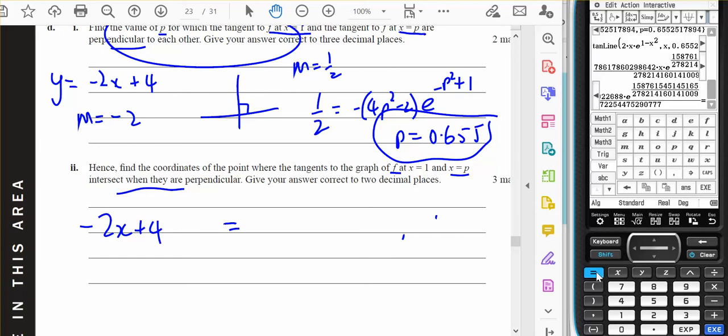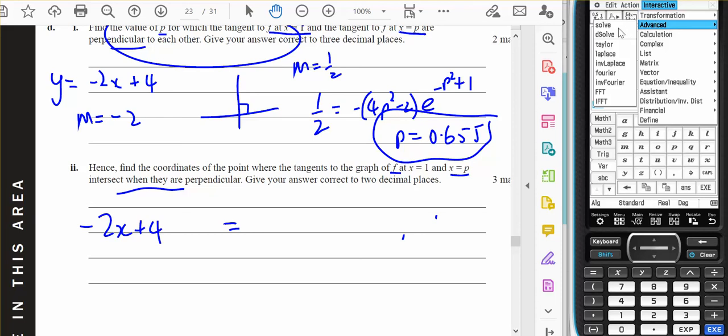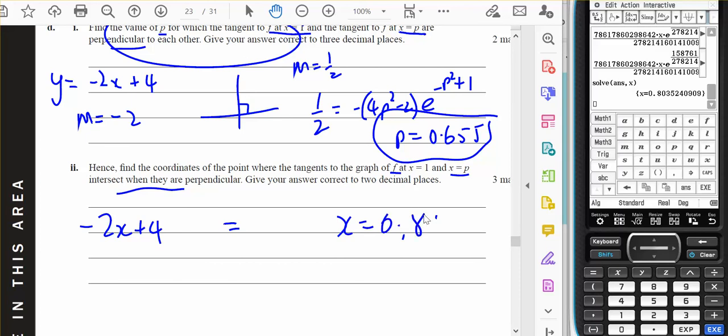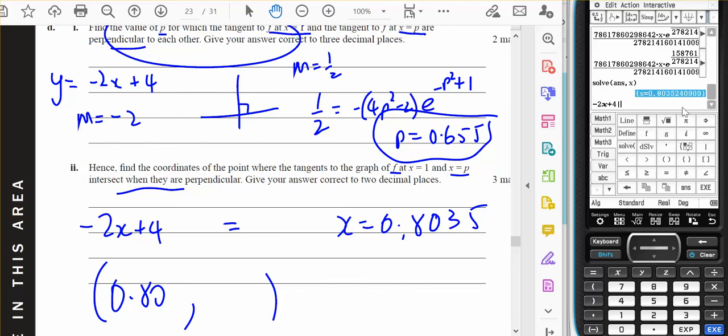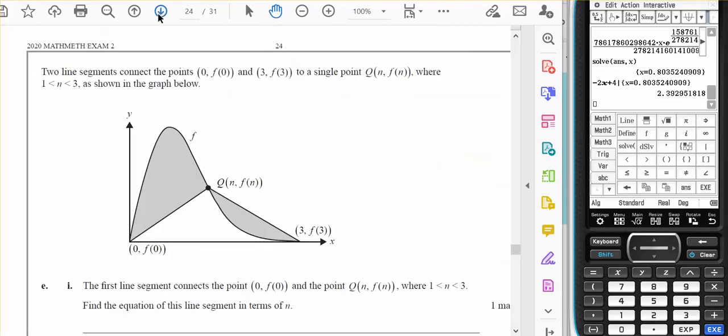I'm going to make that equal minus 2x plus 4, which is the equation of the other one. Execute, take my answer, solve for x. And that gives me x equals 0.8035. I want to find the coordinates, so 0.80 to 2 decimal places, and then I will take just the minus 2x plus 4, given x equals that, and that gives me a y value of 2.39295, 2.39.